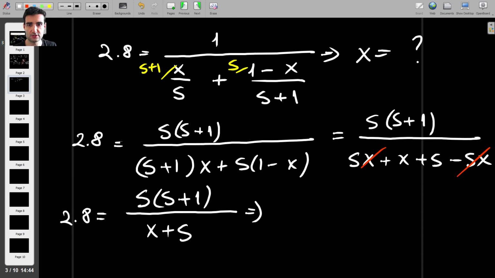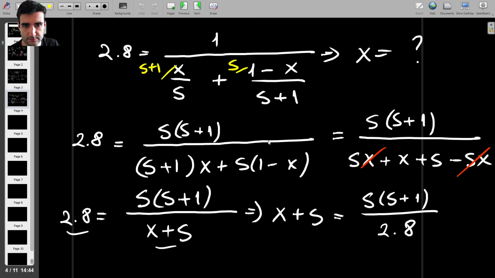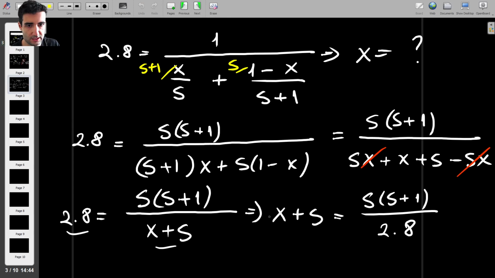So we can just take X from here, right? X plus S is, we change those around, S times S plus 1 over 2.8, meaning that X by itself is going to be this minus S, of course. So X is going to be equal to S times S plus 1 over 2.8 minus S.